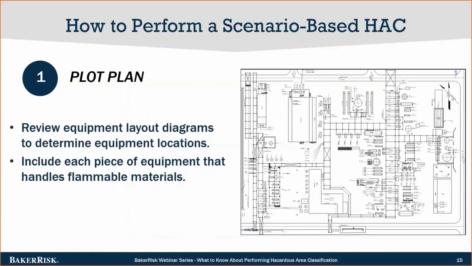So the first step is to review the plot plan. We're showing an example, a generic process unit on the right-hand side, and it's important to review the equipment layout diagrams to determine what kind of equipment is in the unit and where it is located. Our main concern is going to be equipment that handles flammable materials because those hazards are what are going to define your classification contours.